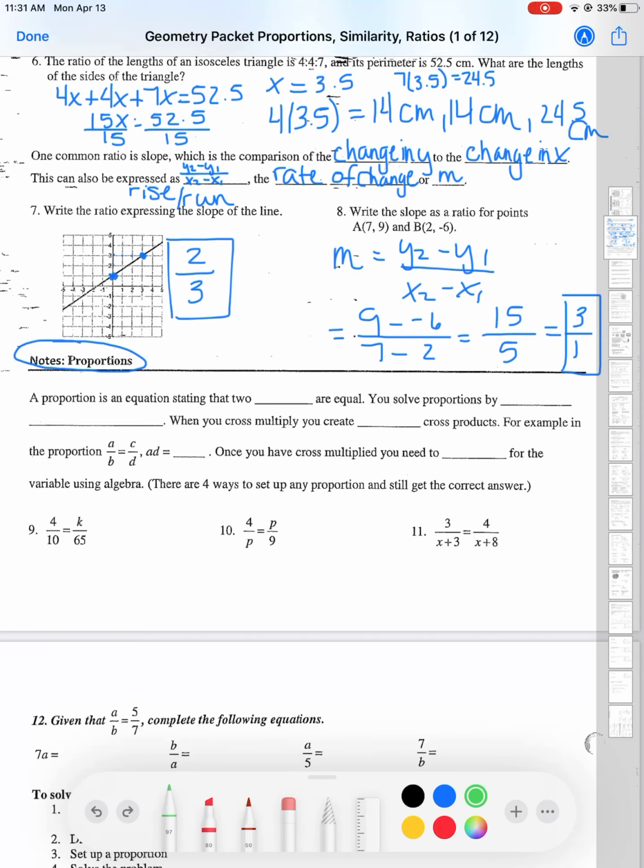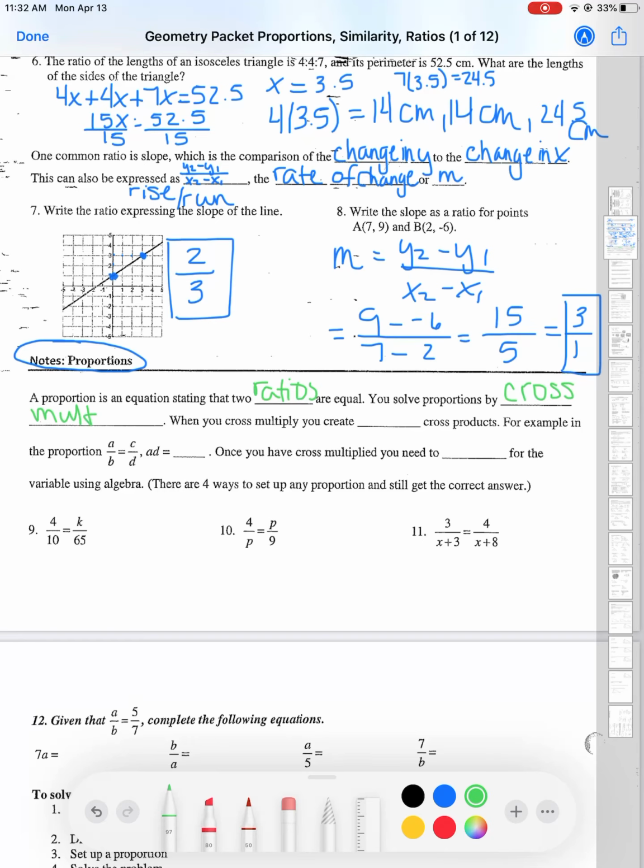Okay, coming back at you with the proportions notes. A proportion is an equation stating that two ratios are equal. So basically, we've got two things this time, ratios and proportions. A proportion needs two ratios. A ratio is just one fraction. You solve proportions by cross multiplication.